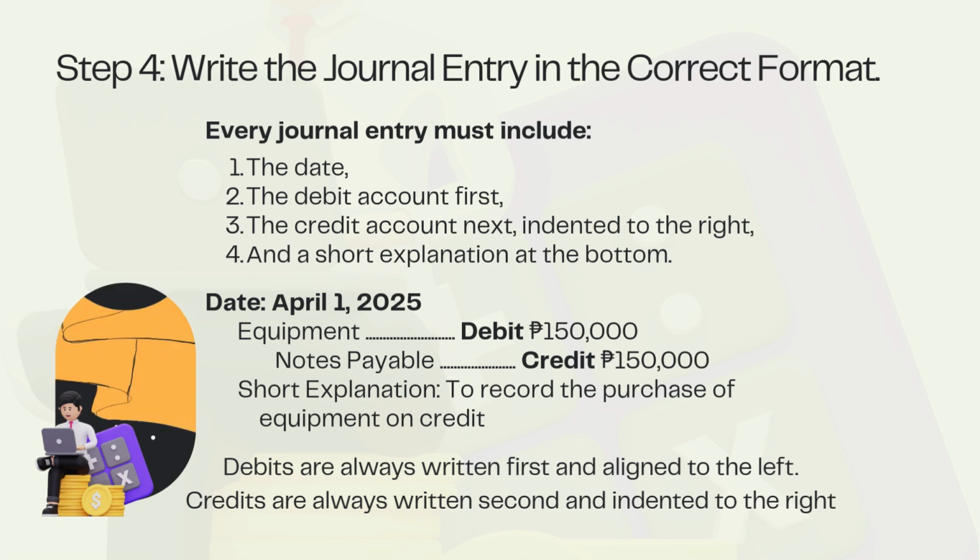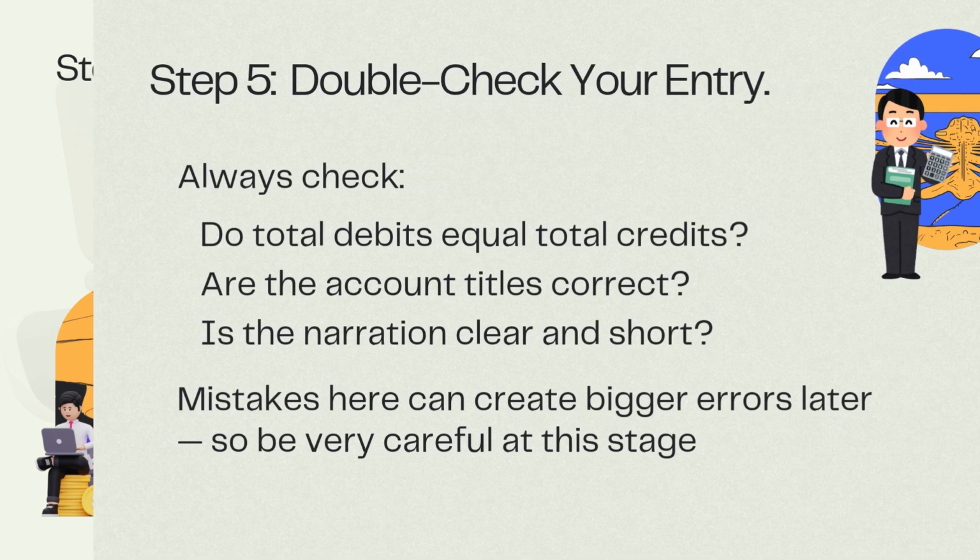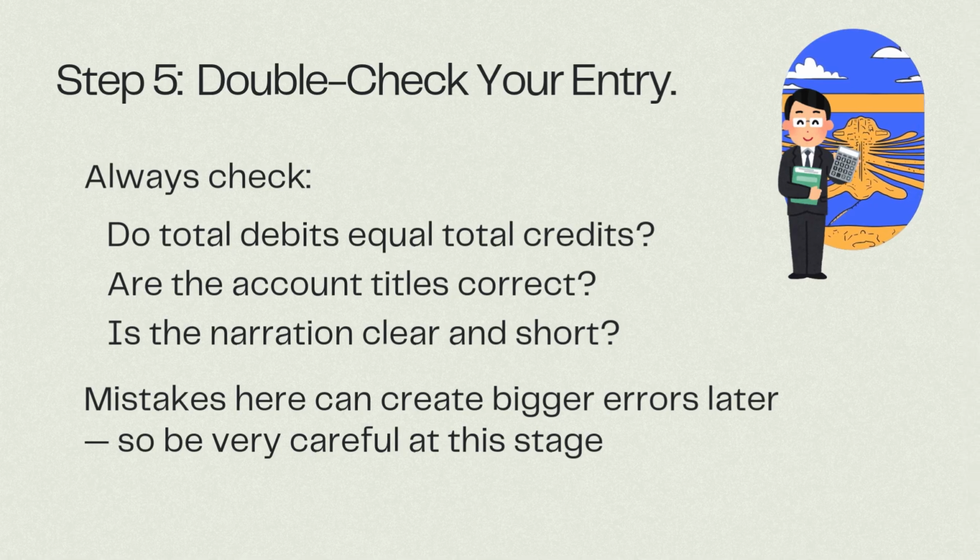Remember, debits are always written first and aligned to the left. Credits are always written second and indented to the right. Step 5. Double-check your entry. Always check: do total debits equal total credits? Are the account titles correct? Is the narration clear and short? Mistakes here can create bigger errors later, so be very careful at this stage.